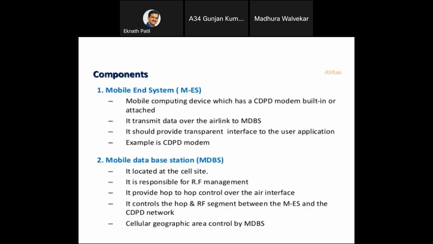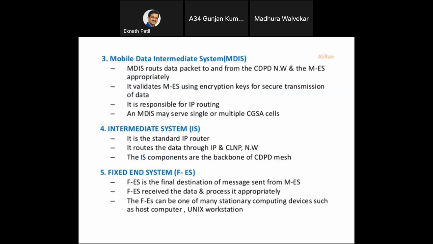For example, when one subscriber is connected from one mobile end station to another MDBS, the hop-to-hop control is with the MDBS. There are a number of MDBS occupying different geographical areas. It controls the hop and the RF segment between the MES, the mobile end station, and the CDPD network. The cellular geographical area is controlled by the MDBS only. So these are the components of the CDPD architecture.